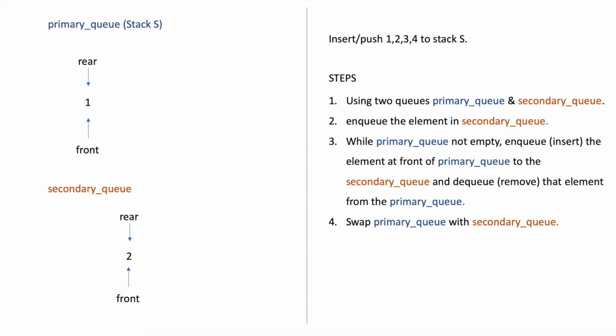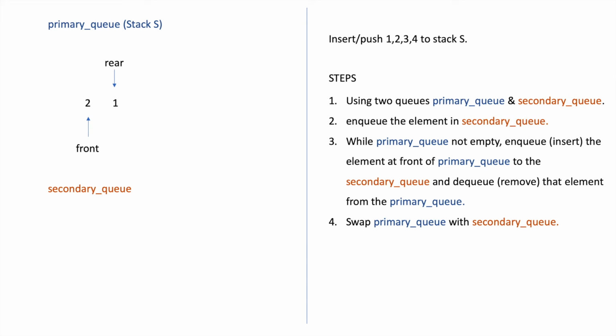Next, while the primary queue is not empty, we will enqueue each element at the front of the primary queue to the secondary queue and we will remove that element from the primary queue. Therefore, we will insert the element 1 to the secondary queue and we will remove the element 1 from the primary queue. Now as the primary queue is empty, we will swap the primary queue with the secondary queue.